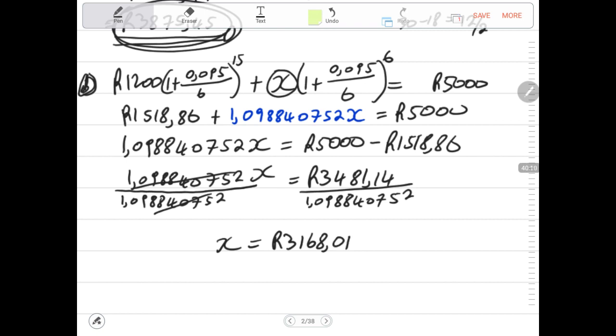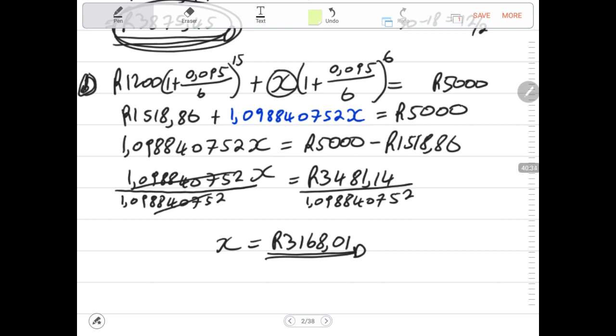So this is the amount that must be invested at the end of month 18 in order for this investor to reach a target of 5,000 at the end of month 30, where the amount is invested at 9.5% per annum compounded bi-monthly.